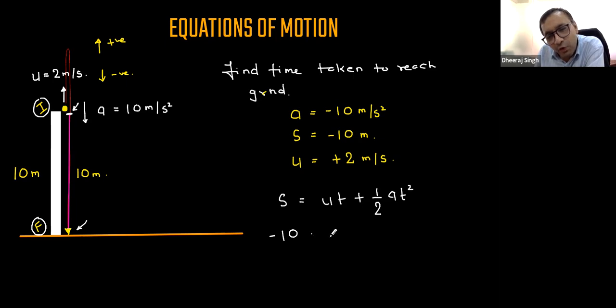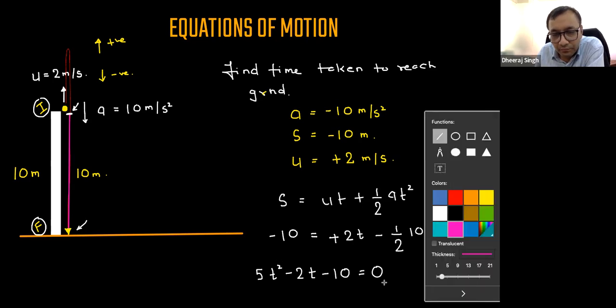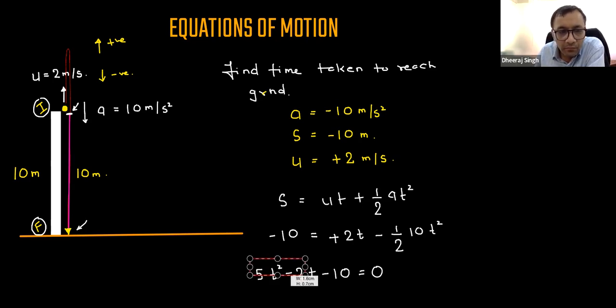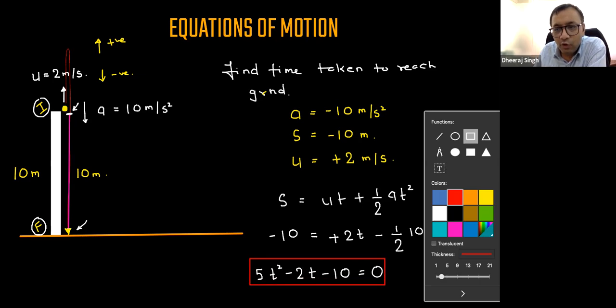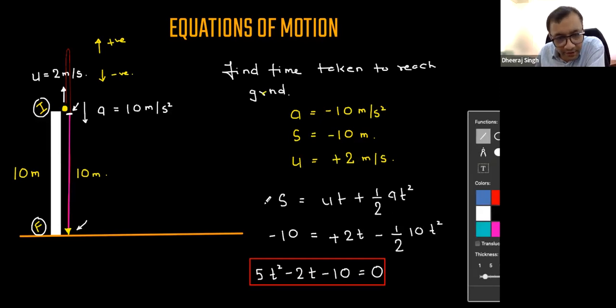S, u is plus 2 into t. Acceleration is minus 10, half 10 into t square. So the equation you'll be getting is 5t square minus 2t minus 10 is equal to 0. Has anybody got this equation? All right. So this will give you the value of time. When you solve this quadratic equation, I'm not solving it because the final answer doesn't matter here. So this is the way you solve it.